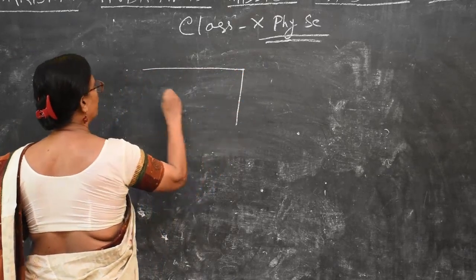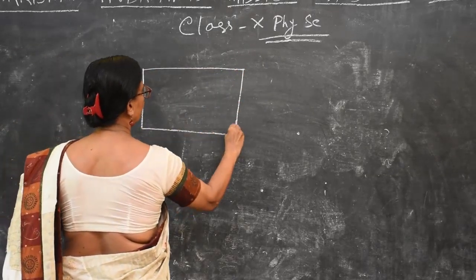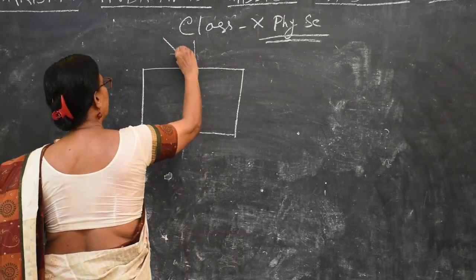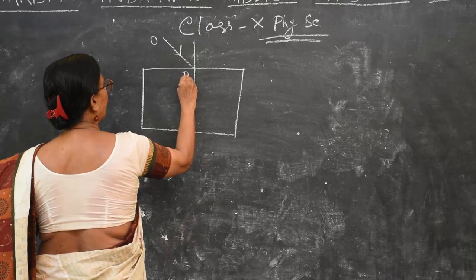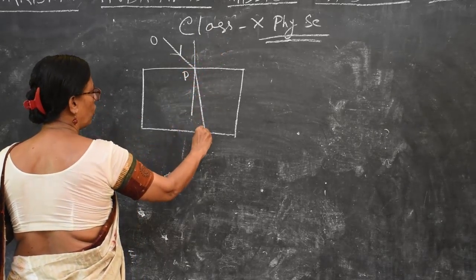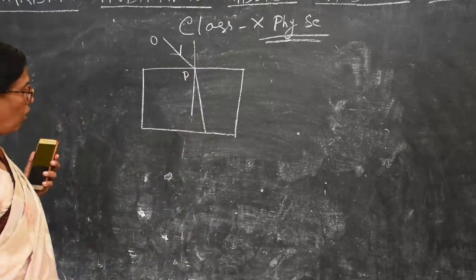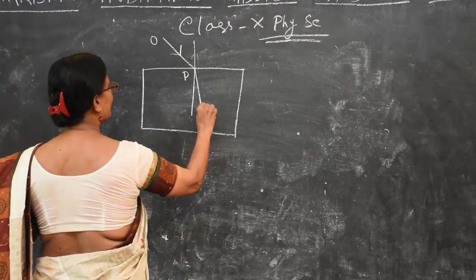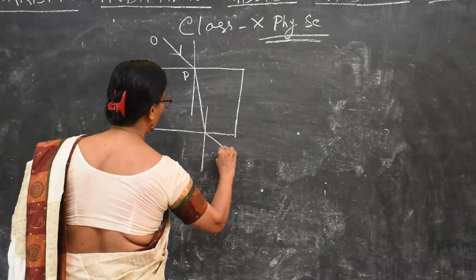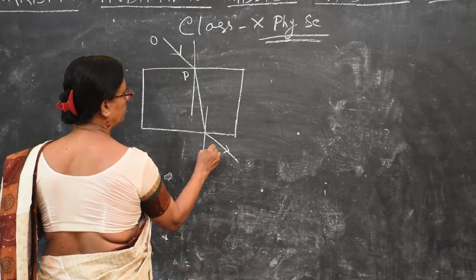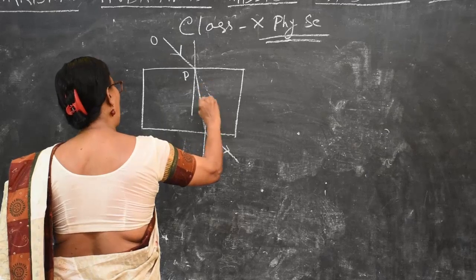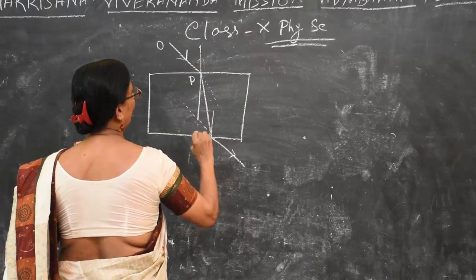Say this is a glass slab. This is our first incident ray, OP. It is a denser medium, so it comes a little closer to our normal. Then again it goes to the rarer medium, so it bends a little more away from the normal. Ultimately we can see these are parallel rays.